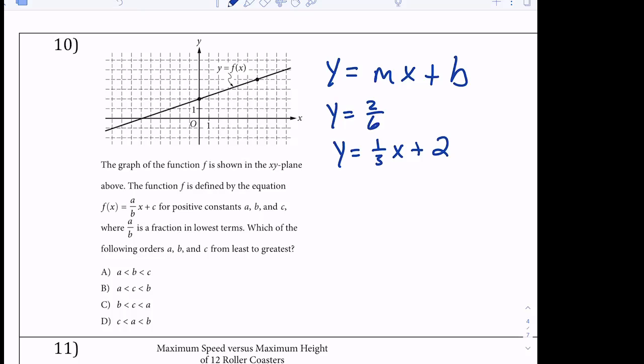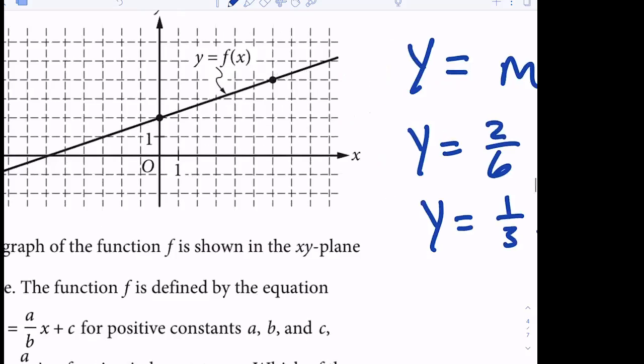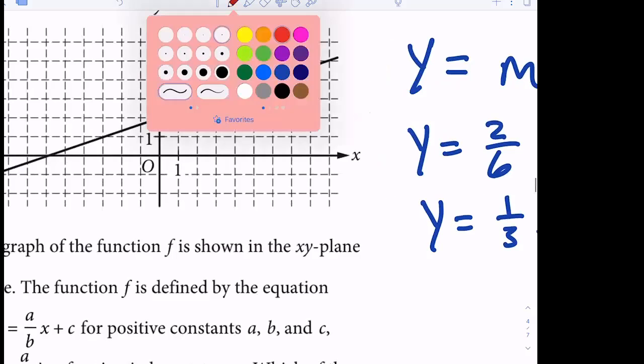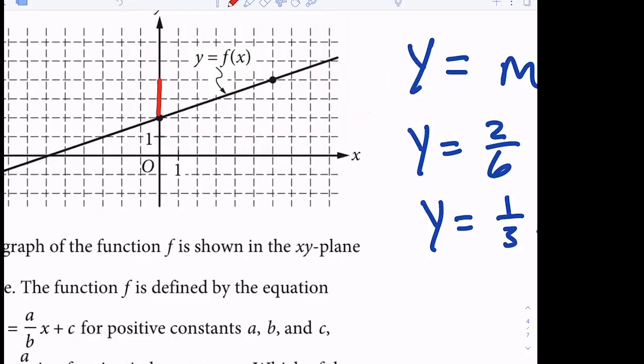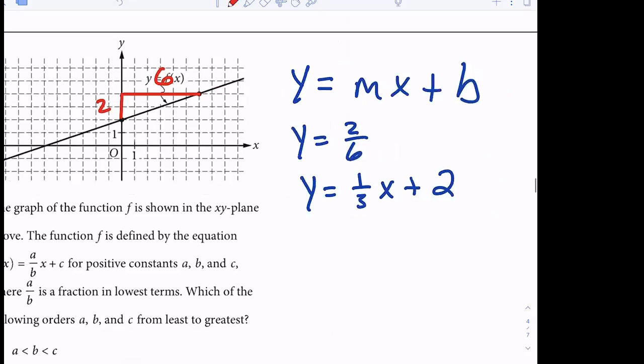Slope is rise over run. So you should have said from this point right here, I went up 2, and if you put 5, it's not a big deal. You just counted incorrectly, that's it. But we went up what? 2, and we went over what? 6. And then that reduces to what? 1/3. And the y-intercept is what?